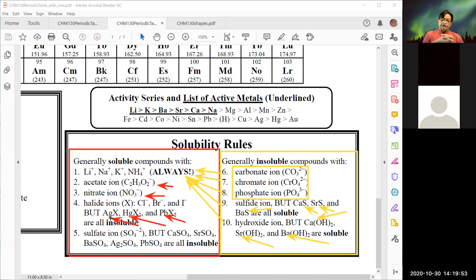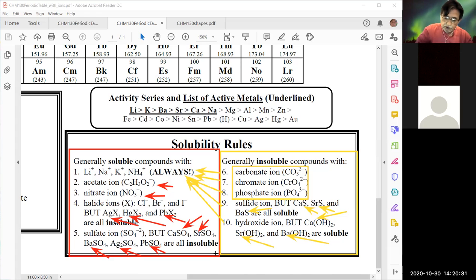And then again, with the sulfates, 100% soluble except for 5. So calcium sulfate, strontium sulfate, barium sulfate, silver sulfate, and lead sulfate. Only those 5 are insoluble, okay? All the other sulfates are 100% of the time soluble, regardless of the cation, except for those 5.